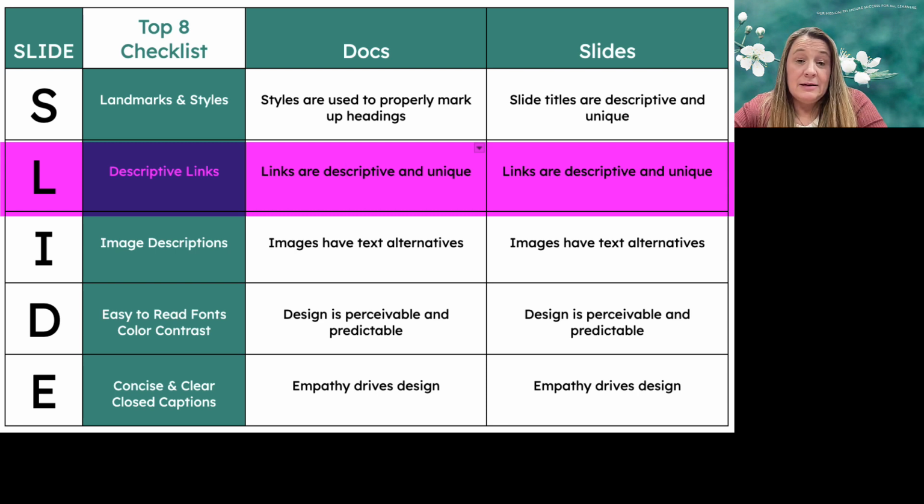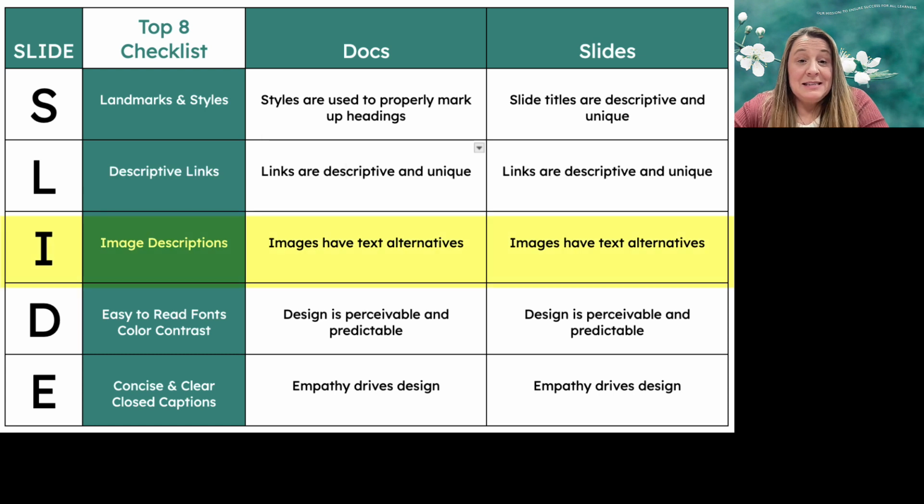Up next is the I, and the I is referring to the images found within our creations. Using alt text allows you to type a description of all your images. This helps everyone understand the importance of why that image is within your creations.